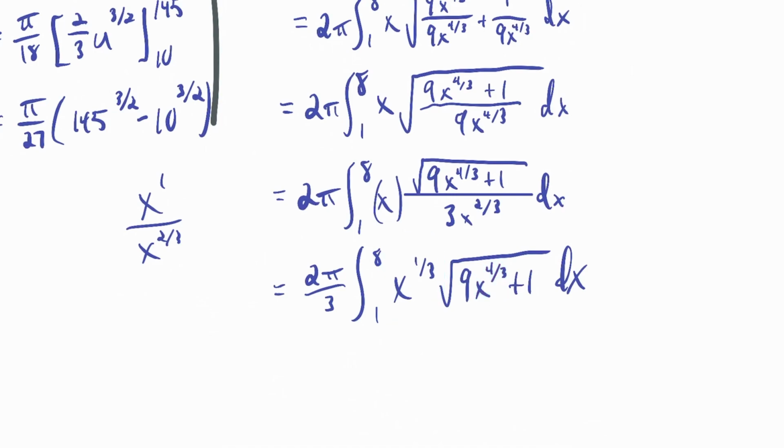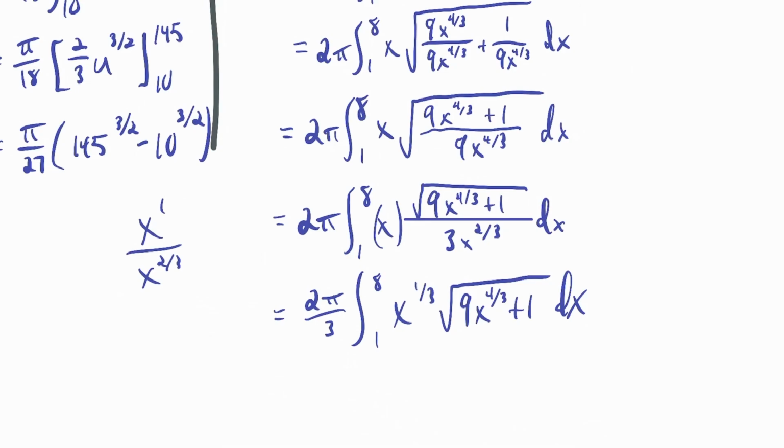So that's a substitution. So let's say that u equals 9x to the 4/3 power plus 1. So du equals, no, that's 12. Yeah, 12. 12x to the 1/3 power dx. Is that right? Did I have 12? 9 times 4/3? Yeah, 12.